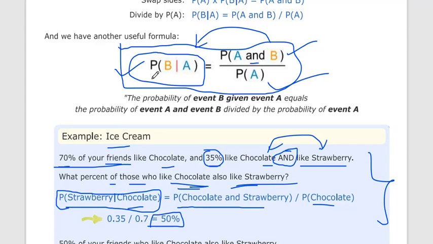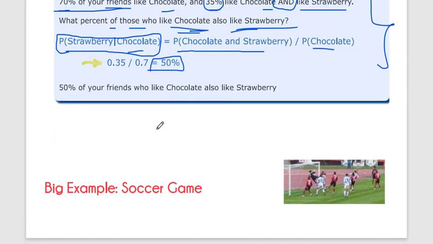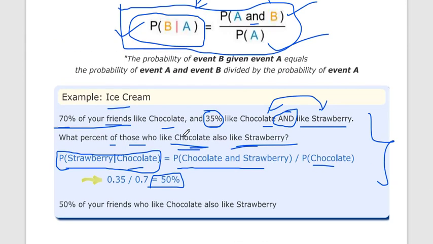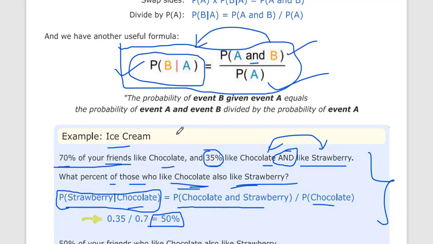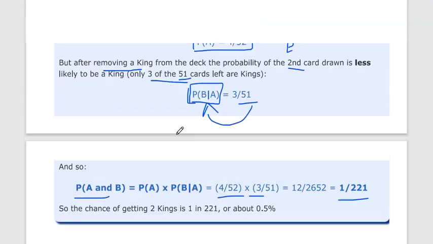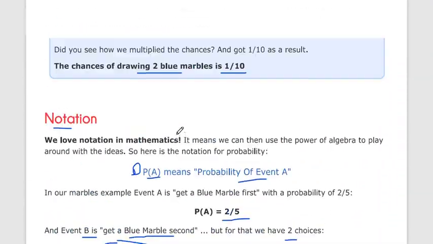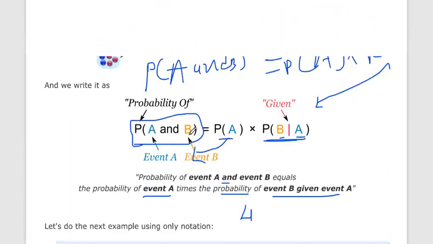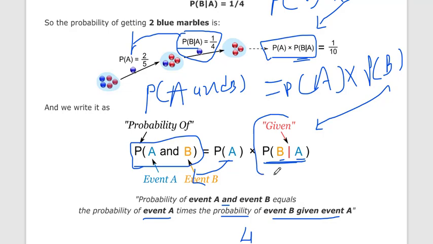So this is conditional probability, a dependent event. This is the important notation: P of B given A has already happened.